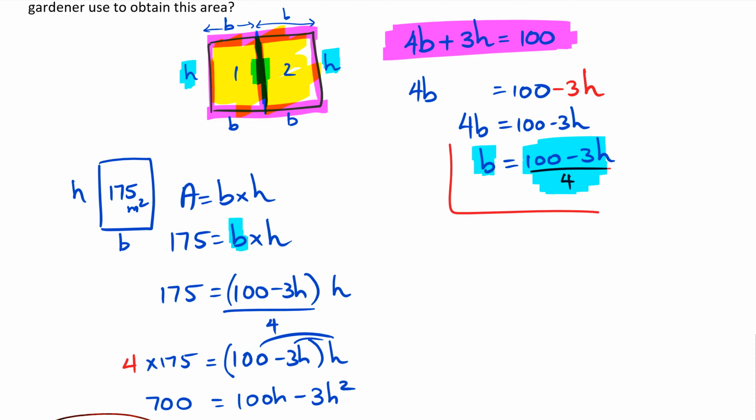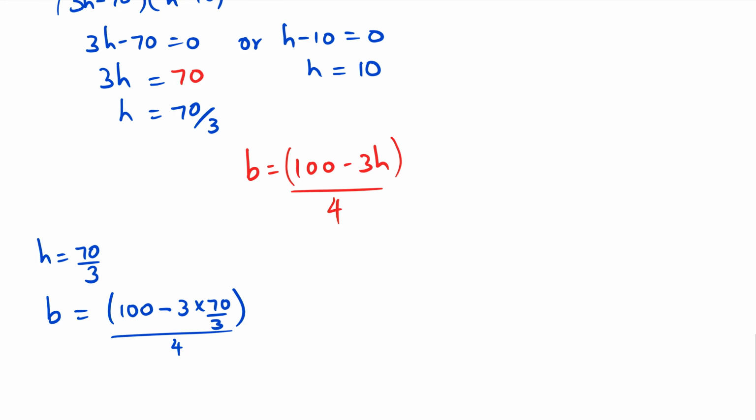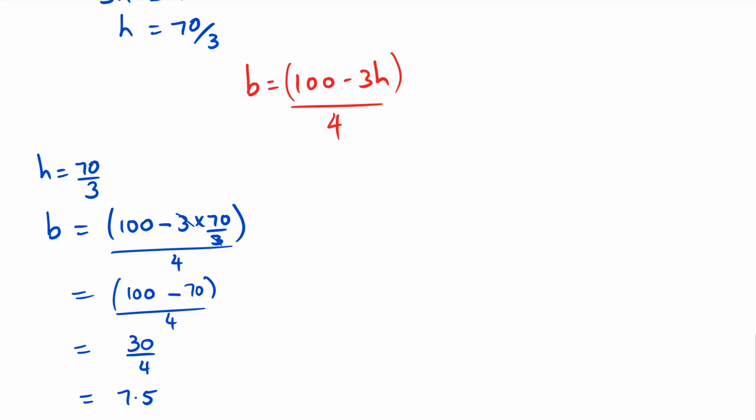b is 100 minus 3h over 4. So what I've got is two dimensions. My first one is when h is equal to 70 over 3. I'm going to find out what b is. So b is going to be 100 minus 3 times 70 over 3, and the whole thing is divided by 4. And I'm going to get 100 minus 70, because both 3s cancel out, over 4, which is going to give me 30 over 4, which equals 7.5.